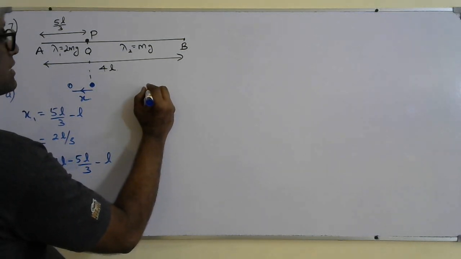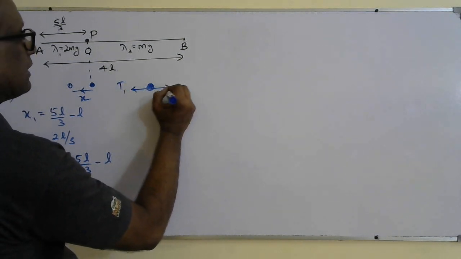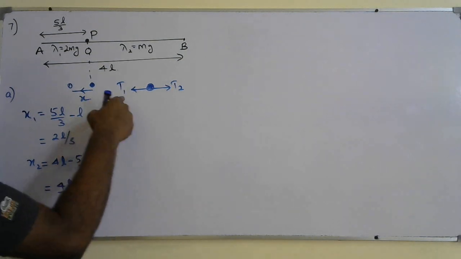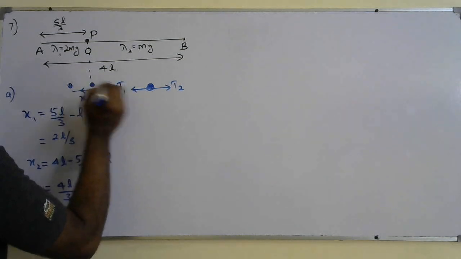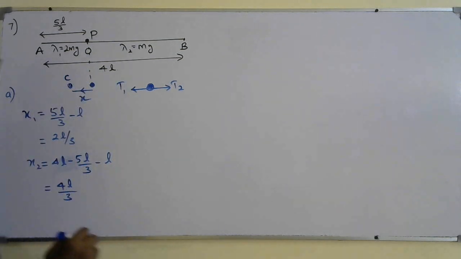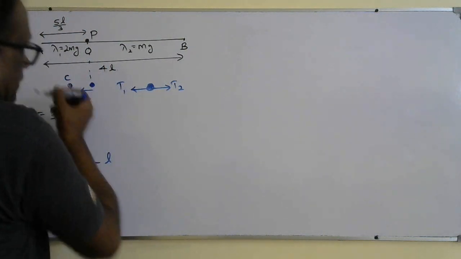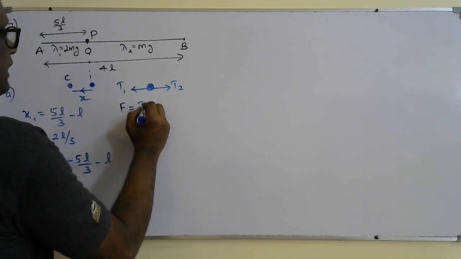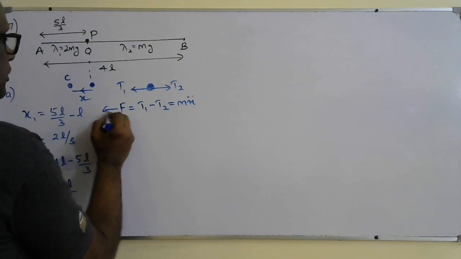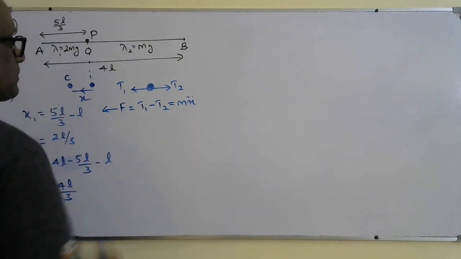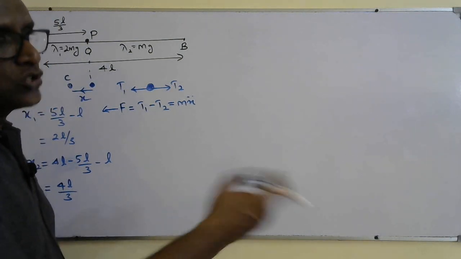So if I draw the forces acting on the particle, this side T1, this side T2, right? Now when it is moved from O to position C, what could be the tension? We should take the direction of displacement as positive. So F equals T1 minus T2 equals m x double dot. I'm taking towards left because the displacement is towards left, that direction must be taken positive. Then automatically you will get the final equation x double dot equals minus omega squared x.